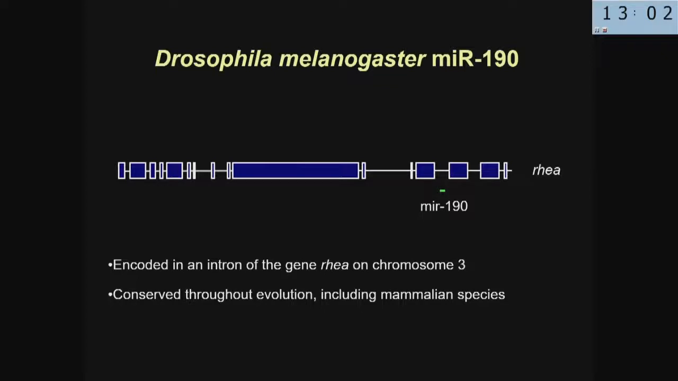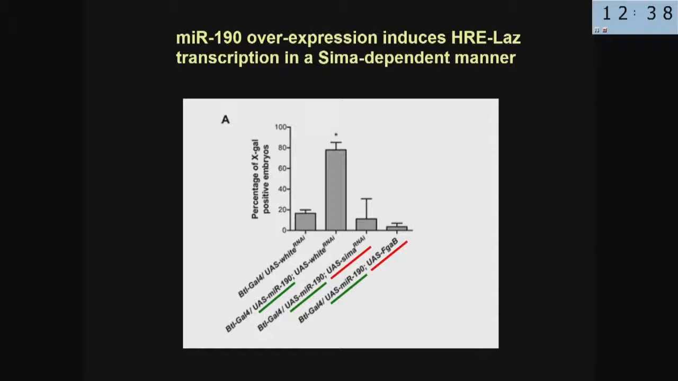miR-190 is encoded in an intron of a genomic locus called RHEA. RHEA is a cytoskeletal protein. This kind of microRNAs are called miRtrons because they are encoded in introns. And as you can see here, the overexpression of miR-190 is dependent on Sima.